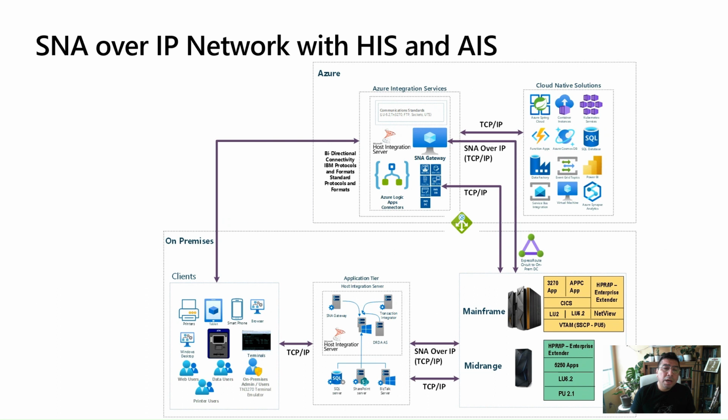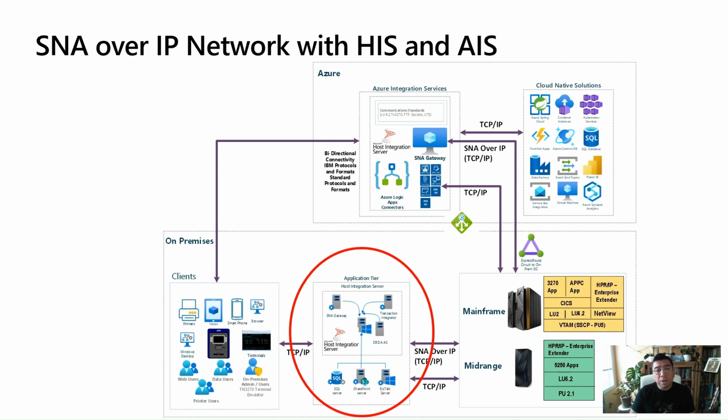This is how it typically looks for an enterprise that uses legacy systems as a part of mission critical operations. So you have a mainframe here, you have a midrange as well, for instance an AS/400. They have all of these components in here, right? VTAM, and they have the Enterprise Extender deployed in both cases, right? And then this is the tier where you have Host Integration Server and the associated servers, right? Now that is on premises, right?